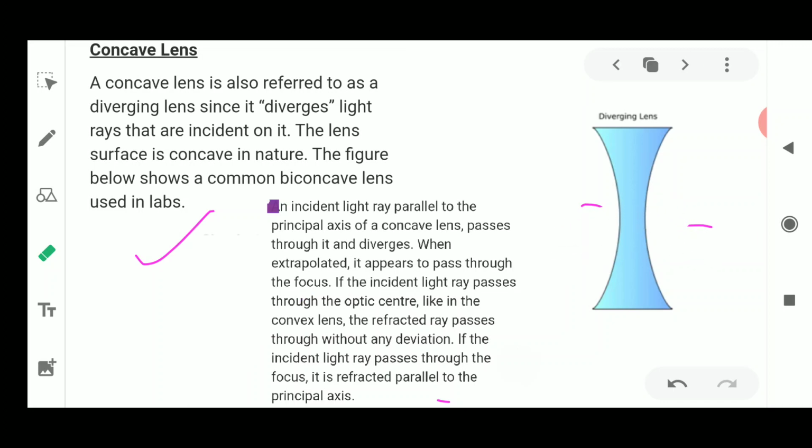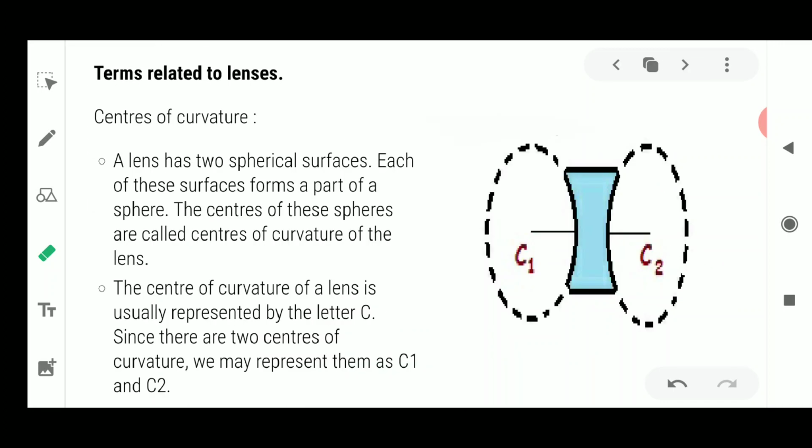Okay, now the next slide is going to show you the terms related to lenses. We have seen that there are two types of lenses: one is the convex lens and the other is the concave lens. Now I will tell you about the terms related to these lenses, as we discussed the terms related to mirrors, that was focus, pole, principal axis. All these are present in lenses also, but how they are defined and how you mark them on the lens.